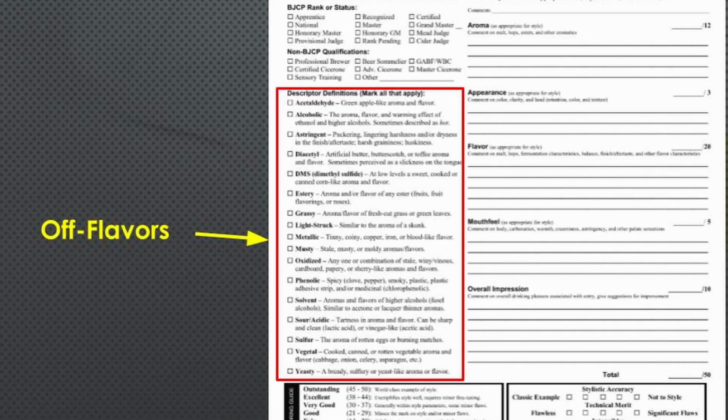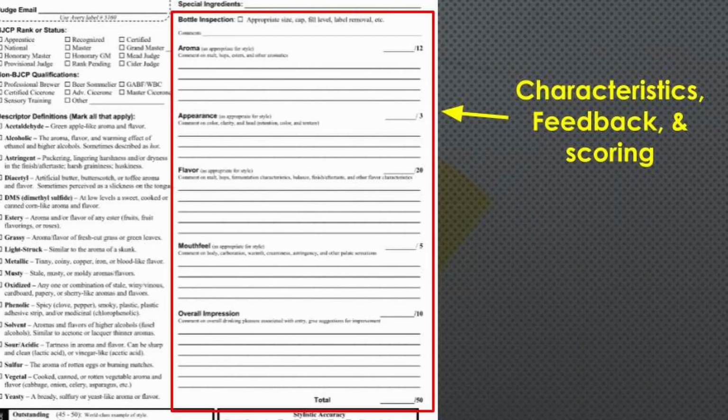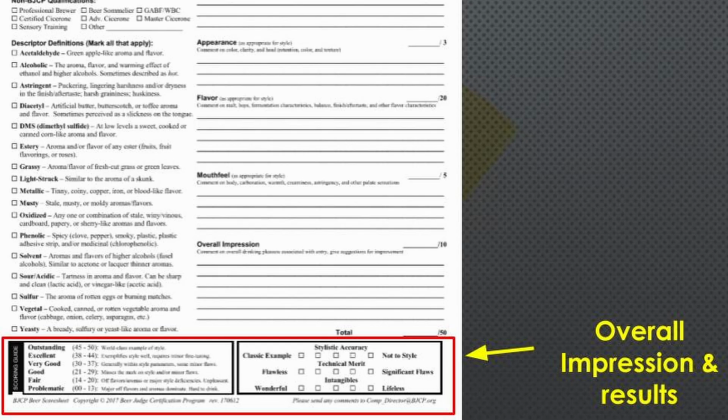Next is a whole list of off flavors. I did a video on some common off flavors that I'll have a video in the link description below that you can check out. But this is a full list. If they taste something in your beer, they can go ahead and check something on this left-hand side. But the next section is really the meat and the feedback that you're going to get on your beer. Everything from the bottle inspection, from when they first get it, to the aroma, the appearance, the flavor, mouthfeel, and overall impression. This is where they're going to be scoring your beer. This section at the bottom is really the overall impression and results based on the scoring above and where they thought your beer fell in comparison to the BJCP standard.